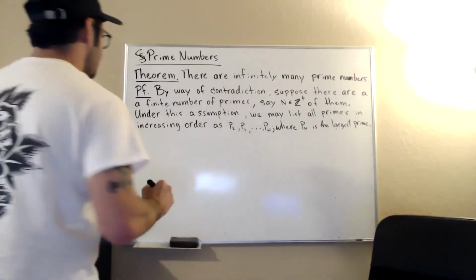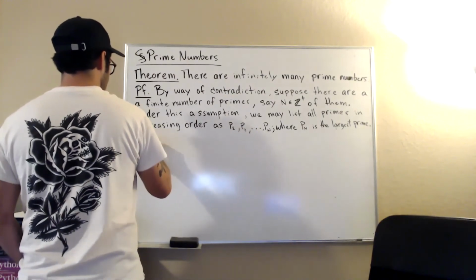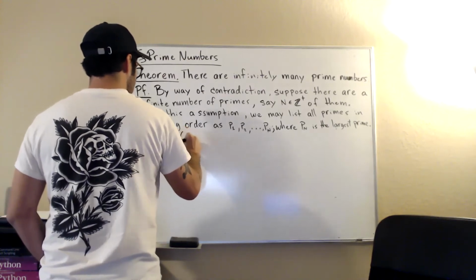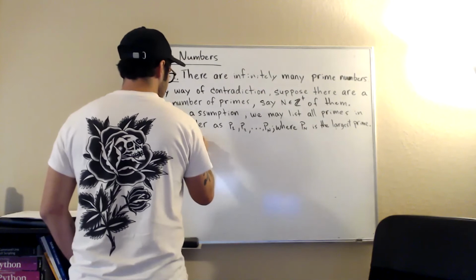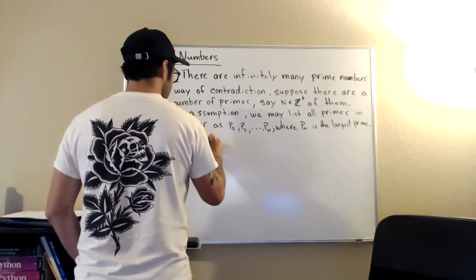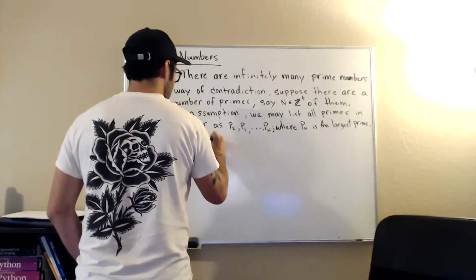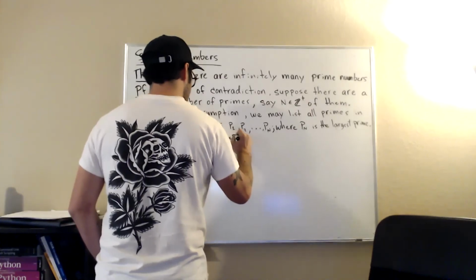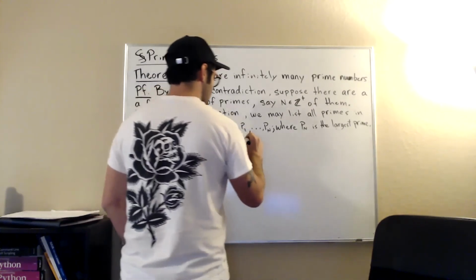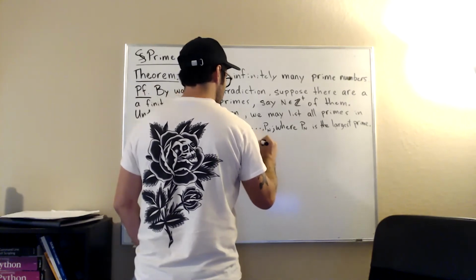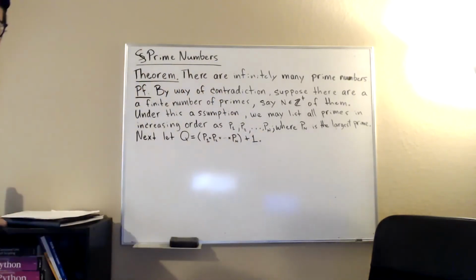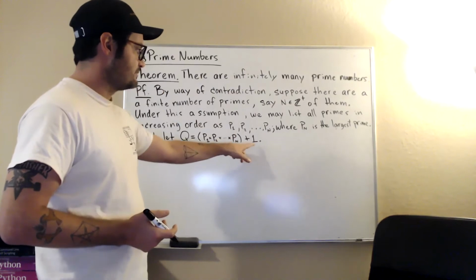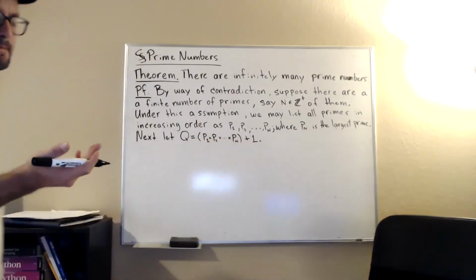All right. So next, let Q be equal to the product of all primes plus 1. Okay, so if there's a finite number of primes, then we can surely multiply them all together and add 1, and we get this number Q.